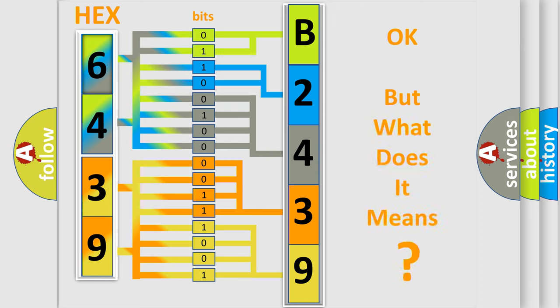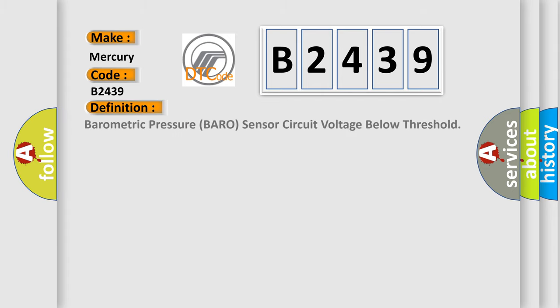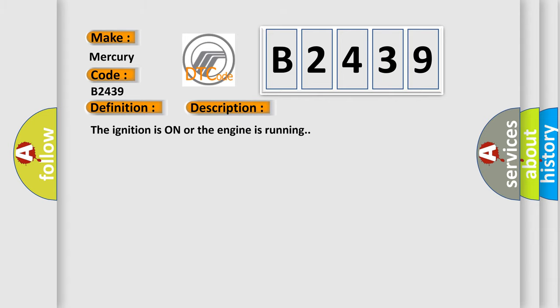The number itself does not make sense to us if we cannot assign information to what it actually expresses. So, what does the Diagnostic Trouble Code B2439 mean specifically for Mercury car manufacturers? The basic definition is barometric pressure BARO sensor circuit voltage below threshold. And now this is a short description of this DTC code.